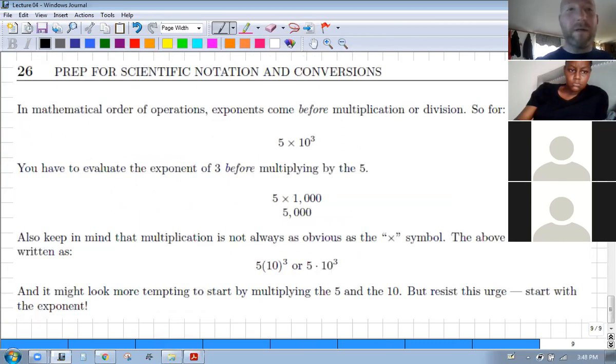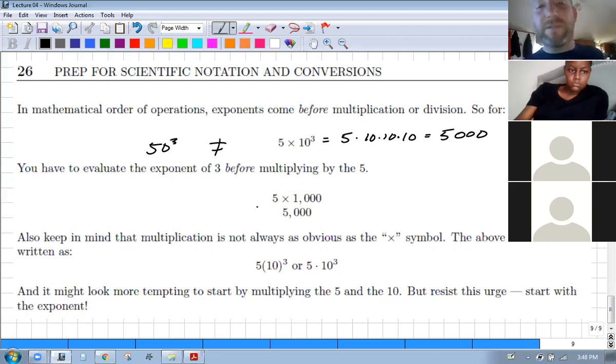So, mathematical order of operations, all right? You have to do the exponent before you multiply. So this is 5 times 10 cubed, which means 10 times 10 times 10. So this would be 5,000. This is not equal to 50 cubed. You don't multiply the 5 times the 10 first. The exponent has to be done first.